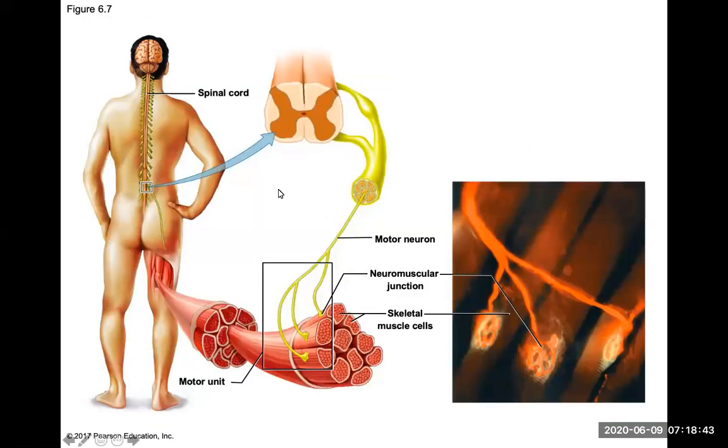So here is showing the spinal cord and how the spinal cord has different nerves coming off of it called motor neurons, which will attach to the muscle cells in a group. And we call this muscle group the motor unit, which involves the motor neuron and all the muscle cells that it innervates. You can see how each kind of motor neuron goes to each muscle cell individually to control it. And you can see where that neuromuscular junction is located.